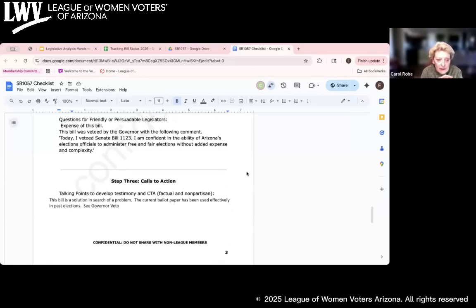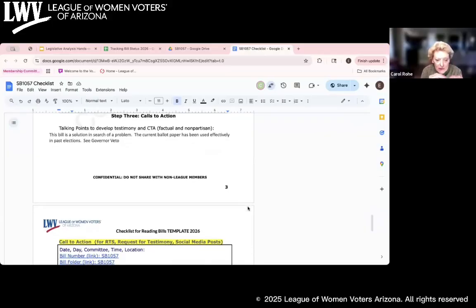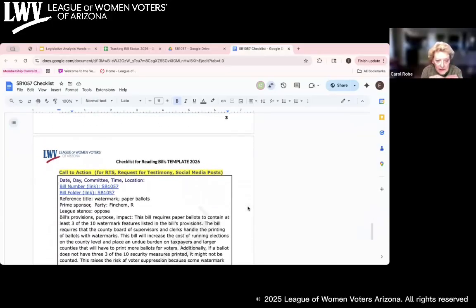And I include that for friendly or persuadable legislators to remind them that the governor's already vetoed and this was her reasoning. So again, talking points, the bill, and this is a quote from Cindy, this bill's a solution in search of a problem. The current ballot paper has been effectively used in the past. And then you take all this information and you put it in the call to action.